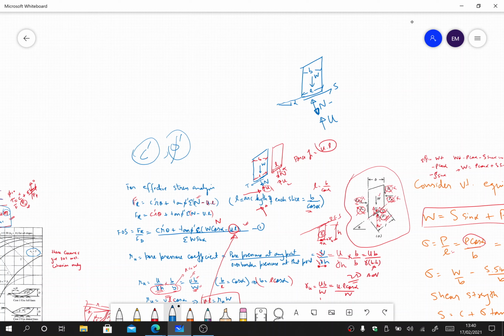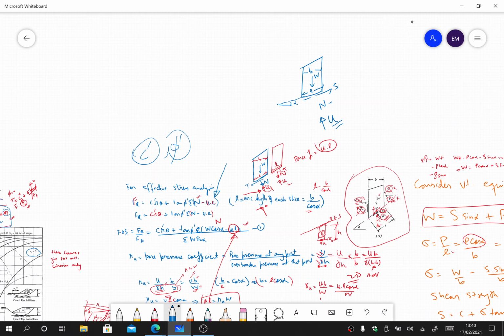So the only change that will occur will be in the resisting moment equation. Based on shear strength, we know that it was c dash R theta plus tan phi into summation of n minus UL. Now why have we multiplied with UL? Because we know that U is pore pressure, and we have to convert it, because we are talking in forces.